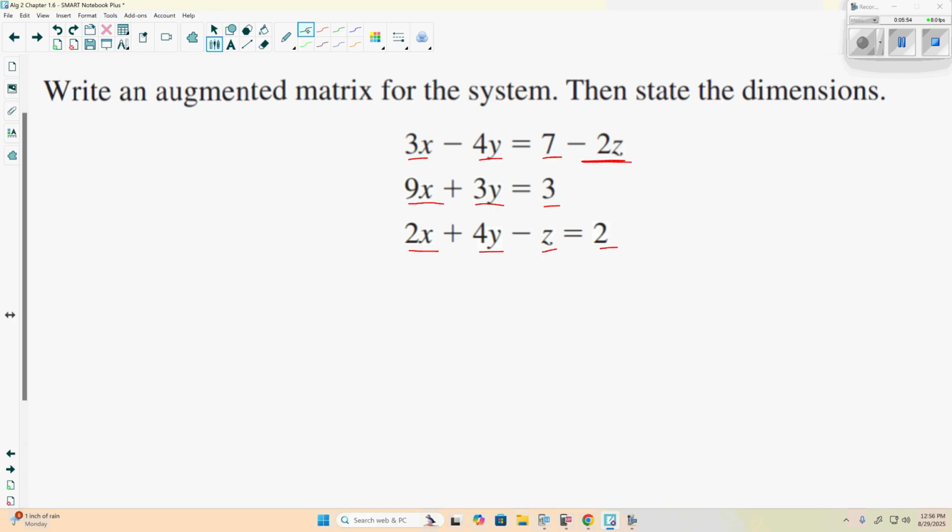What we're going to have to do is move the z back over to the left side because we need all the variables on the left side to write it as an augmented matrix. How can we move the negative 2z? We can move it by what? Adding 2z to both sides. Because negative 2z plus 2z is 0, leaving us with our 7, the number without a variable on the right-hand side like we want it.